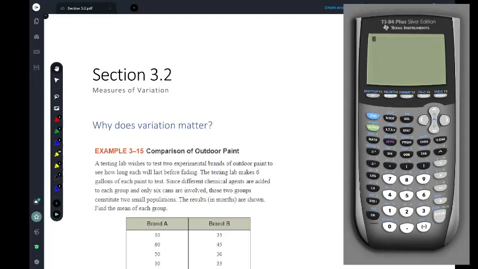So in section 3.1, we took a look at what were called measures of central tendency. In other words, where's the middle or the center of my data? In section 3.2, we're going to take a look at what are called measures of variation. Another way of saying that is measures of spread. In other words, how spread out or how not spread out is my data. Let's take a look at an example to see what we mean by that.